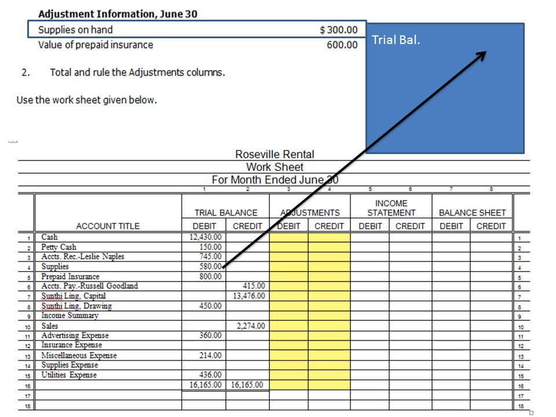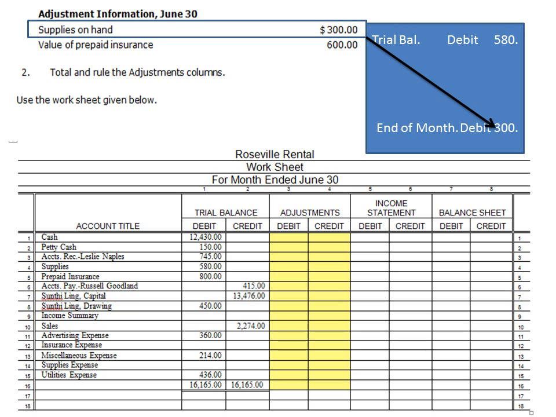In this case, the trial balance for a supplies account has a debit balance of $580. Now we want to go, okay, well, what do we have at the end of the month? Well, directions tell us at the end of the month we have a debit balance of $300. So now we need to find the adjustment, or in this case, the amount used. In order to find the adjustment or the amount used, we're going to calculate the difference.